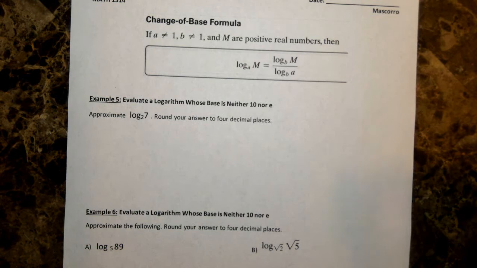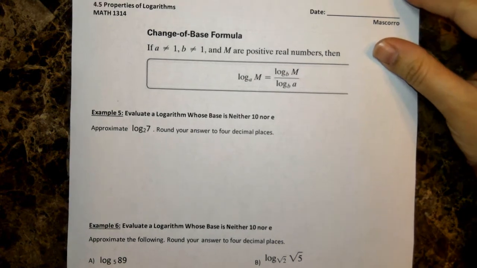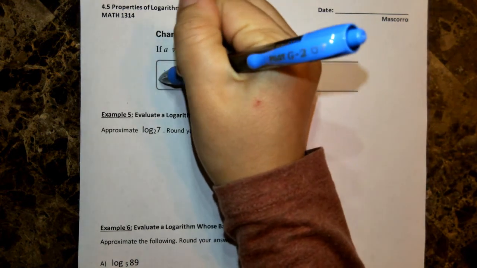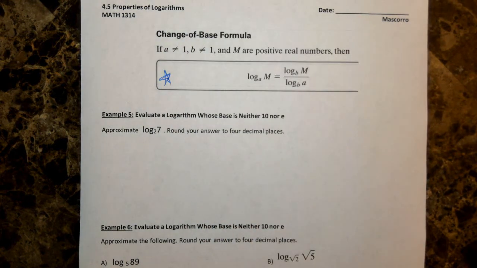All right, last page. This last part is a pretty useful formula. It's called the change of base formula. It is pretty important, and the reason why it's so useful, and a lot of students actually prefer this, is because you can actually use your calculator to calculate logarithms.